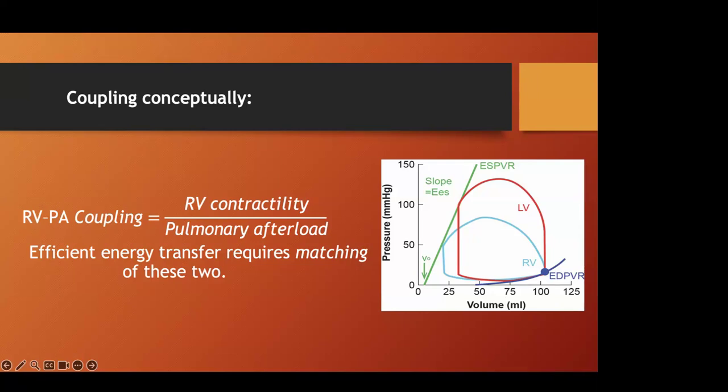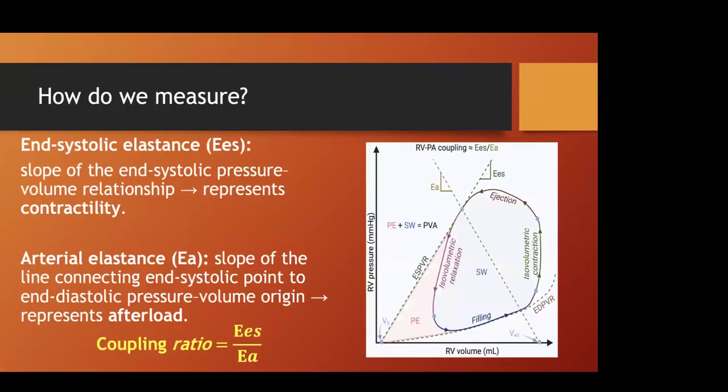So how do we measure this RV-PA coupling? For that, we need to know the PV loop, which is usually measured in the cath lab with conductance catheters. Here, this is the end diastolic pressure. The isovolumetric contraction begins here and the ejection phase begins here, and then it goes into relaxation and the diastolic phase begins. When the mitral valve opens, the diastole begins and the LV and RV get filled up. If you see this line, when you come back to the base, this is the end diastolic phase, and this indicates the Ea, which is called the arterial elastance.